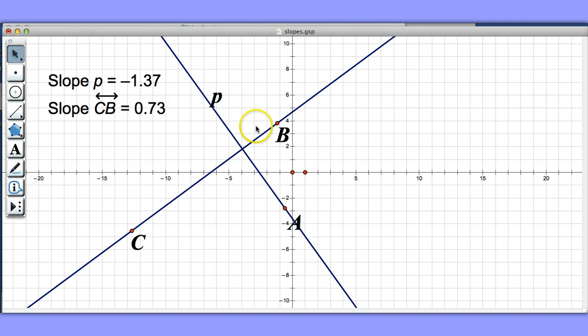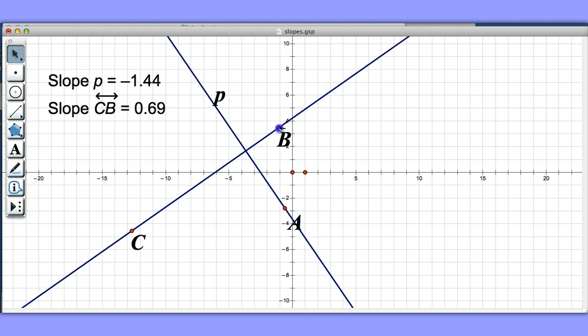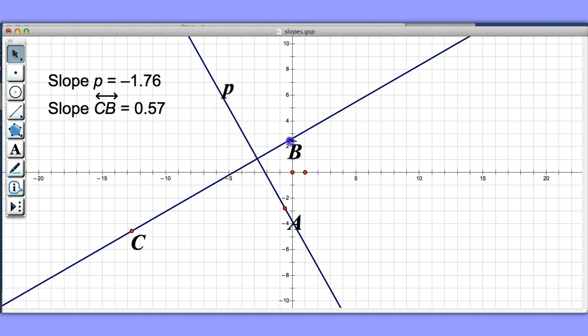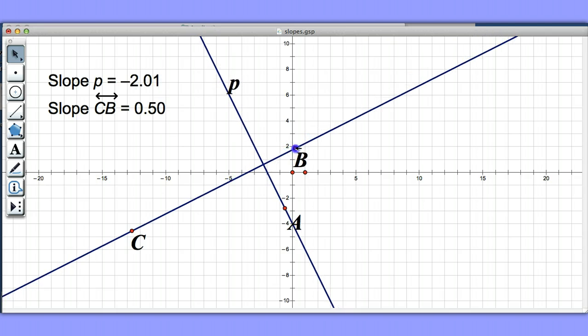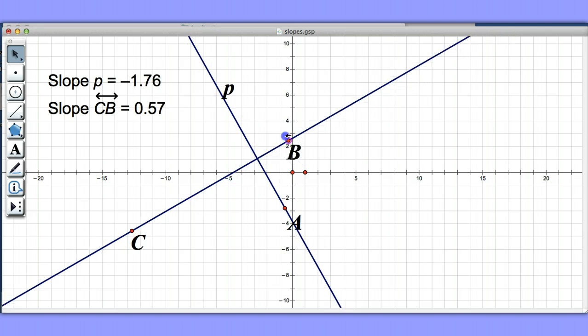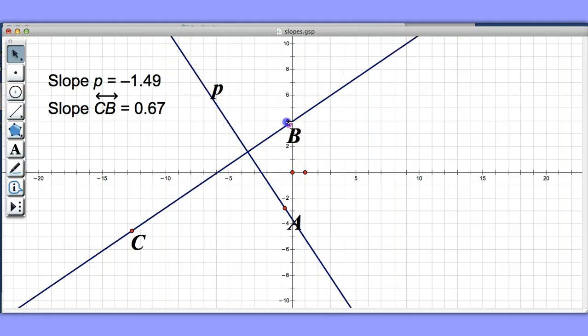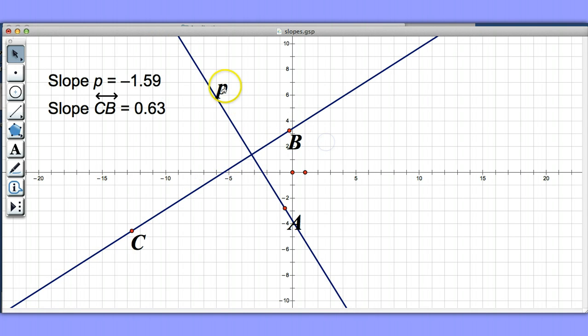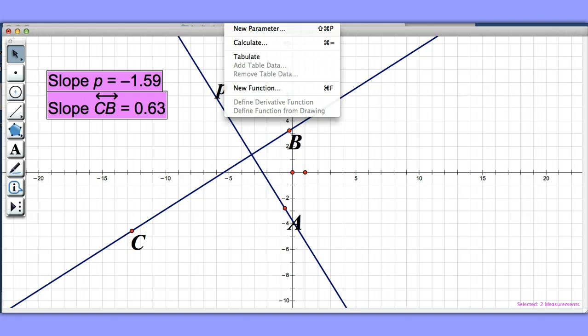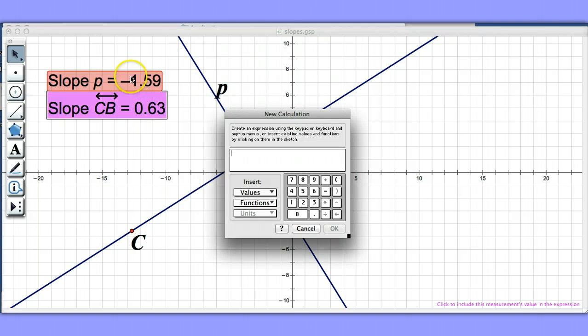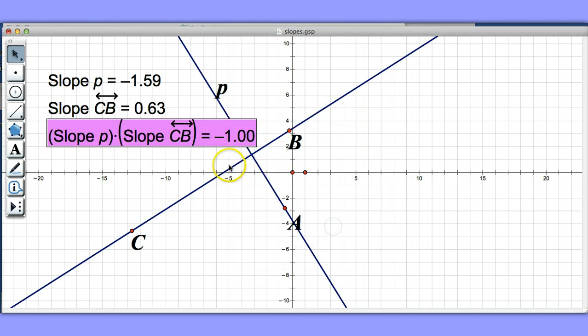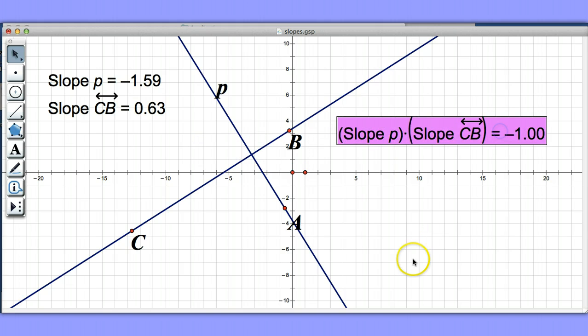But what is true about these slopes? Let's move this around here and see if we can see any relationship between the two slopes. It's kind of hard to tell what's going on with the slopes here, other than one's positive and one's negative. Let's see what happens if we multiply these slopes together. So to do this, I'm going to go to Number, Calculate, and we're going to take the product of these two slopes. And in this particular case, the product is -1.